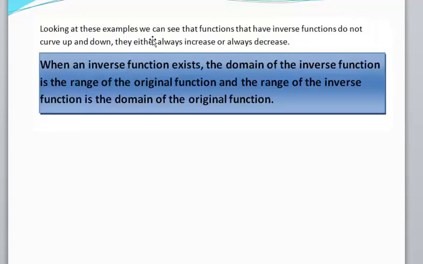Looking at these examples, we can see our functions that have inverse functions do not curve up and down. They either always increase or always decrease. When an inverse function exists, the domain of the inverse function is the range of the original function, and the range of the inverse function is the domain of the original function.